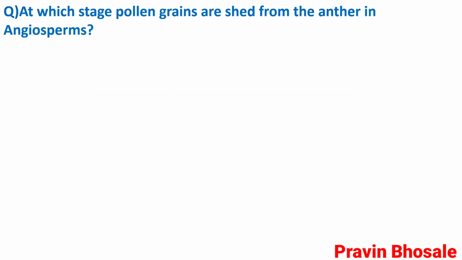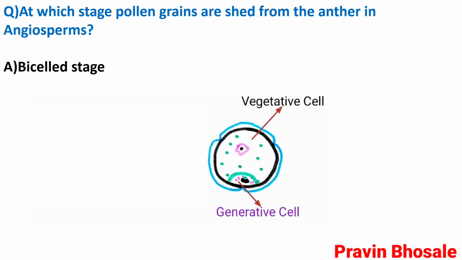At which stage are pollen grains shed from the anther in angiosperm? And the answer is bicelled structure. So this is the 2-celled structure of pollen grain.